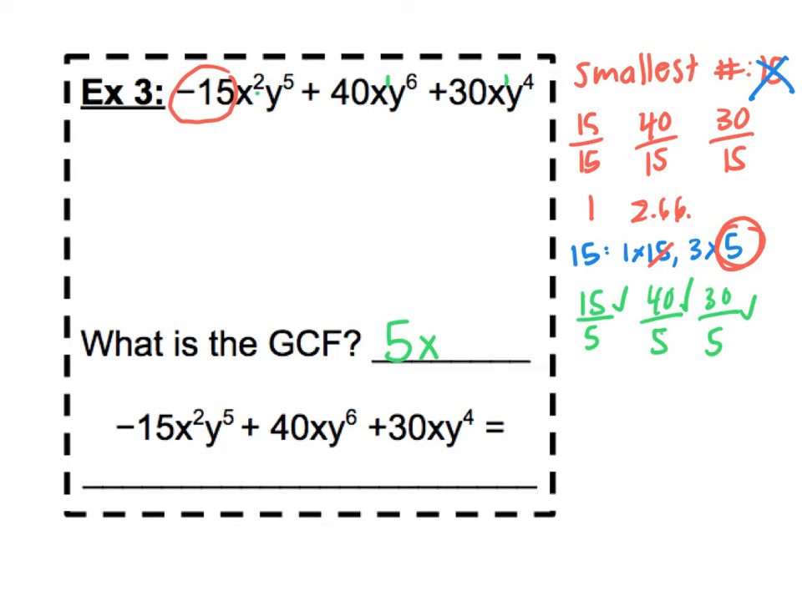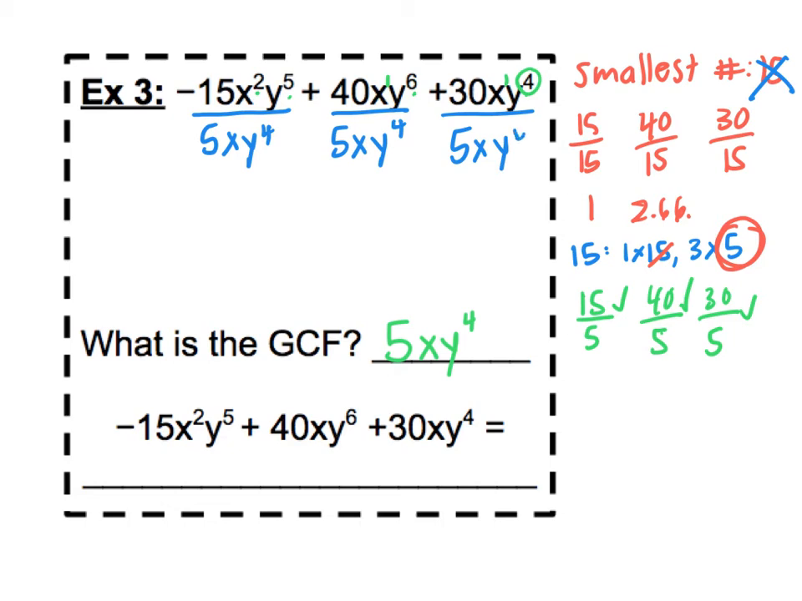And then we're going to look at our y's. I have 5 y's, I have 6 y's, and I have 4. So my smallest number of y's was 4. So my GCF is going to be 5x y to the 4th. Now I'm at the point where I need to go ahead and divide everything by my GCF. So we're going to divide by 5x y to the 4th, divide by 5x y to the 4th, and divide by 5x y to the 4th.